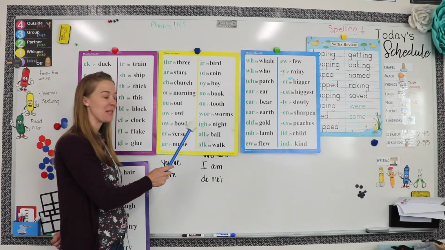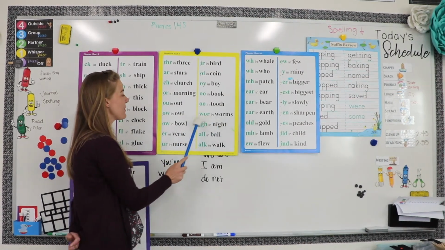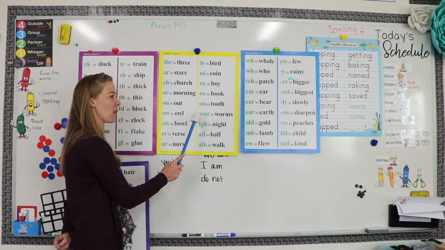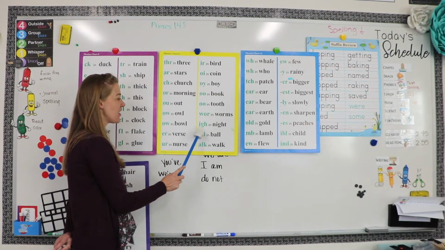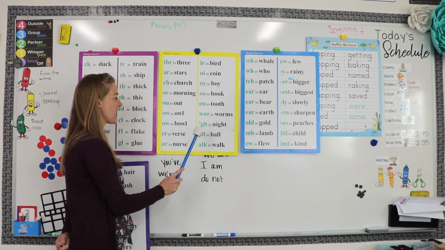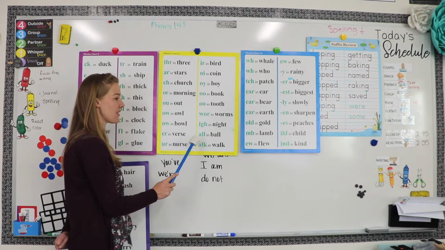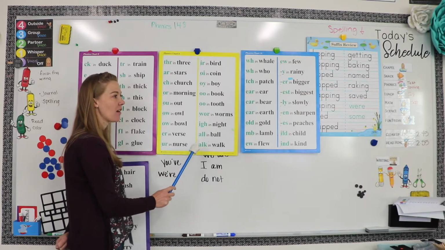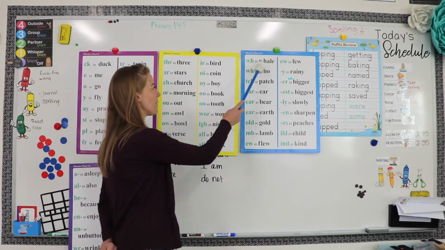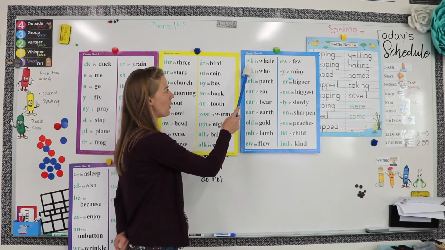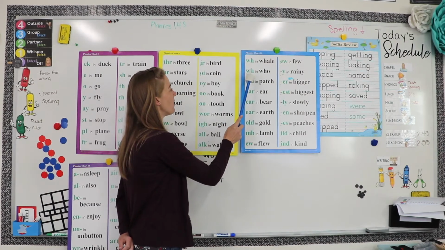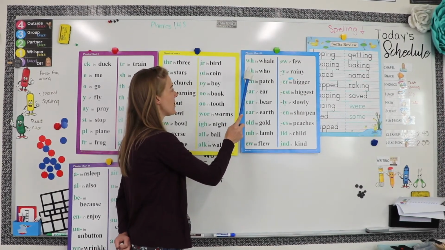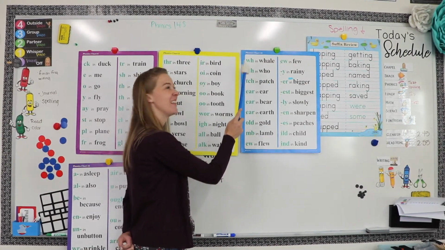I have to remember which ones I'm doing. Wer in worms, WOR says wer. I in night, IGH says I. All in ball, ALL says all. Awk in walk, ALK says awk. Wah in whale, WH says wah. Huh in who, WH says huh.